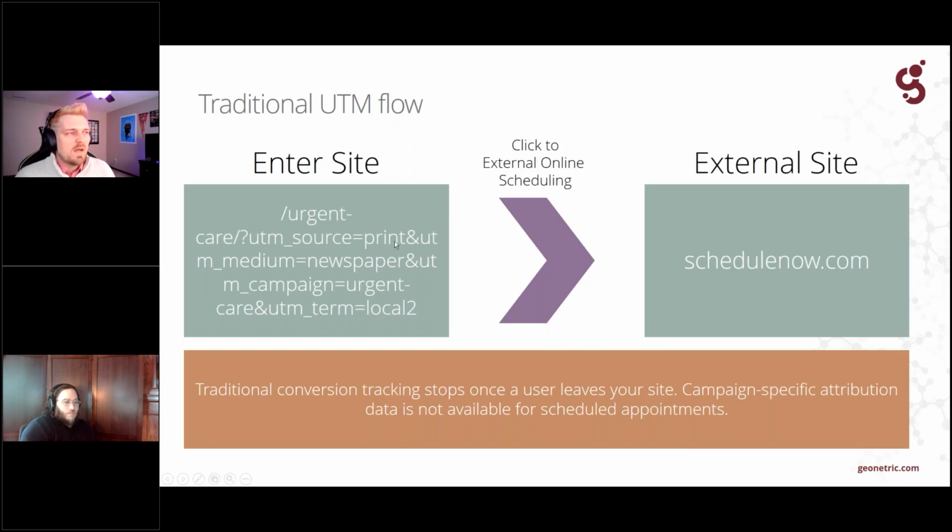So here we have our sources, print. In this example, we're doing a lot of different print advertising. This one specifically is a newspaper for urgent care, and more specifically, we're running 2 different newspapers, and this is the second one. So I have a lot of great data in here that I can track this user experience throughout my website and say that Local 2 newspaper drove this type of engagement on the website, and I know it's working or not working.